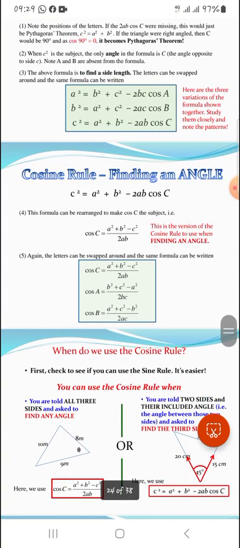Now, for you to use cosine rule, you must have been given the two sides and the angle that is between them. So meaning, out of the three sides, the two sides have been given. Then the third side is what you are looking for. Then the angle between the two sides has been given. That is when you apply cosine rule to find the third side.